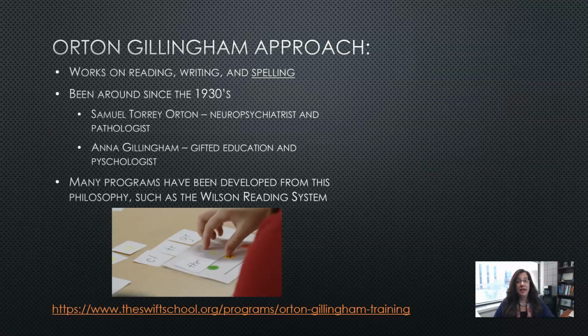The Orton-Gillingham approach, I'm sure you've heard of that. It works on reading, writing, and spelling. It's been around since the 1930s, and it was created by Samuel Orton, who was a neuropsychiatrist and pathologist, and Anna Gillingham, who worked in gifted education and was a psychologist. Many programs have been developed from this philosophy, such as the Wilson reading system.